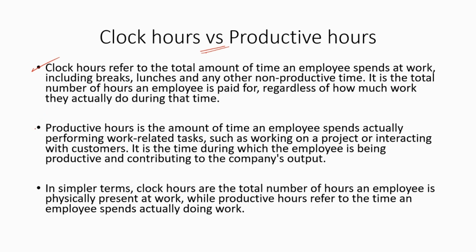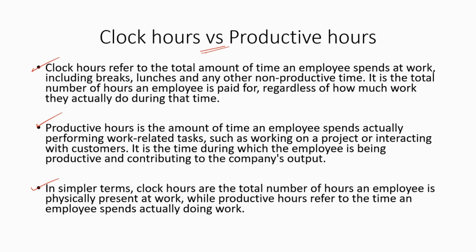Simply, this means clock hours are the total amount of time an employee spends at work, whereas productive hours are the amount of time an employee spends actually performing work-related tasks, such as working on a project or interacting with customers. It is the time during which the employee is being productive and contributing to the company's output. In simpler terms, clock hours are the total number of hours an employee is physically present at work, while productive hours refer to the time an employee spends actually doing work.